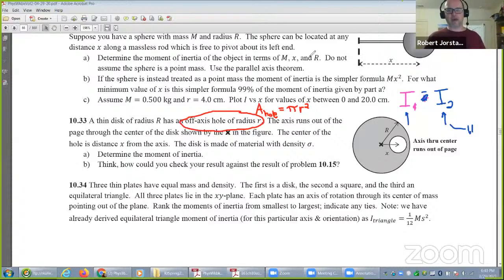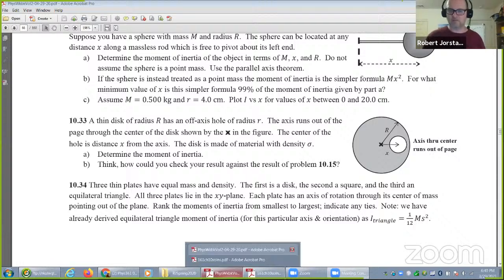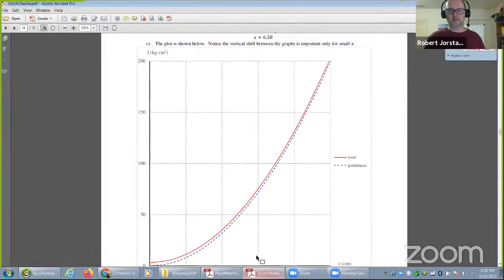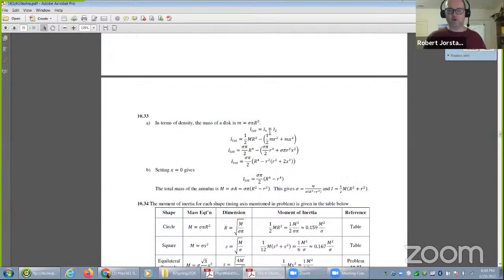So let's take a look at the math of that one and see 10.33. And notice we don't need the center of mass if we split them up. Gonzalo, did that make sense? Yeah. Isn't that sneaky? So the idea is it's 1 minus 2. And then here is the moment of inertia of 2. This is the hole about the center, and then you shift it over by distance x. Then you could say, well, they each have the same density. So you could rewrite the masses in terms of density and get this weird formula here.